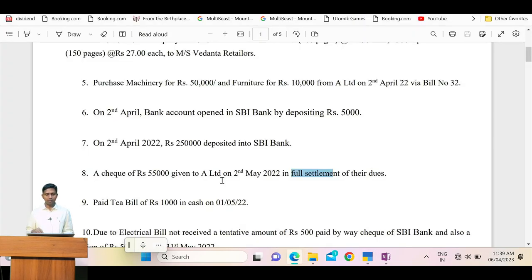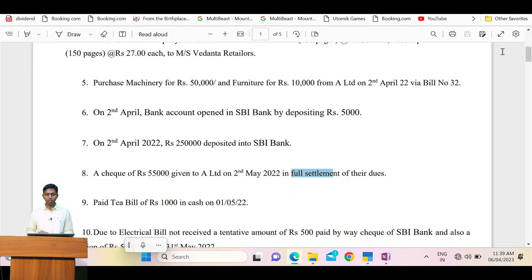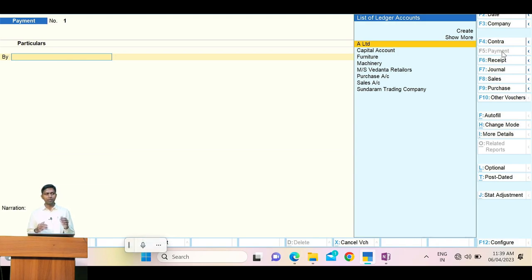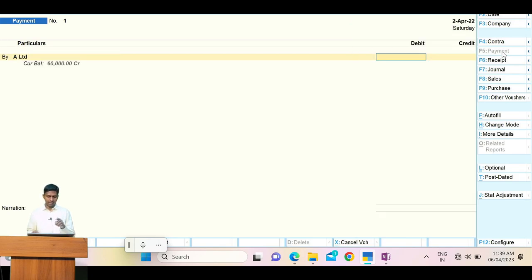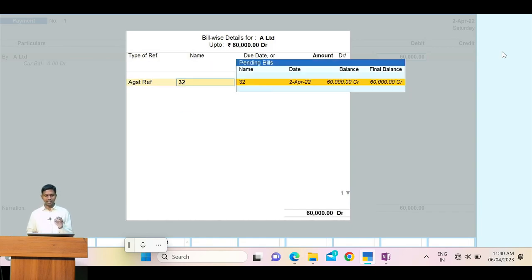Now where to record? We paid, check given, that means we paid. If we pay, then payment voucher type, that you know. Therefore F5 button, payment. Now we are in payment. Whom you are paying? To A Limited we are paying. In receipt and payment, write first party name, that A Limited, and then how much? 55,000. But in the entry, we cannot say here 55 because we are settling dues of A of rupees 60. How much dues you are settling? 60, correct? Say here 60. And adjust what? This reference.